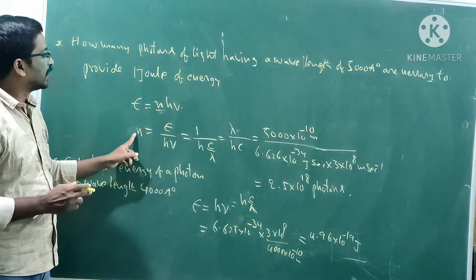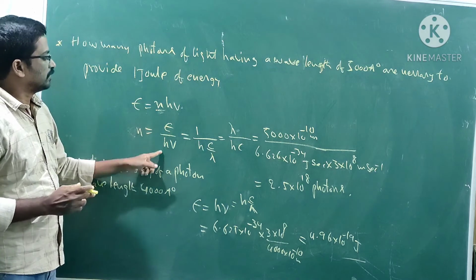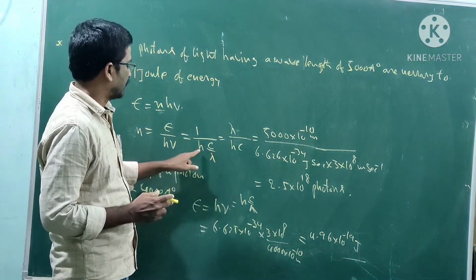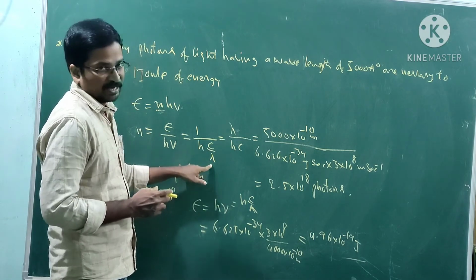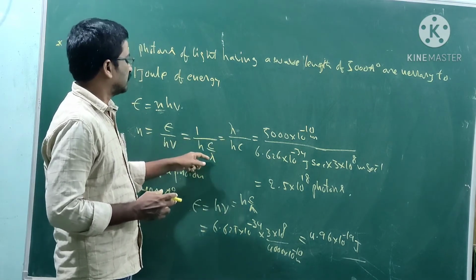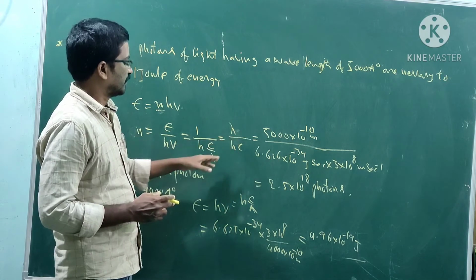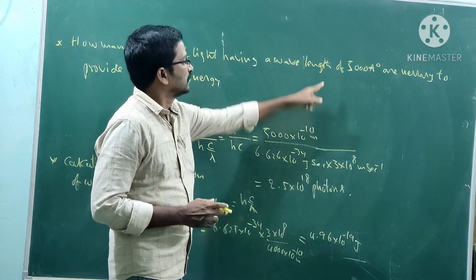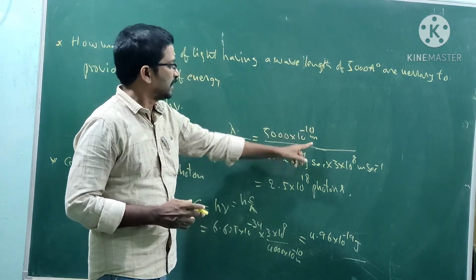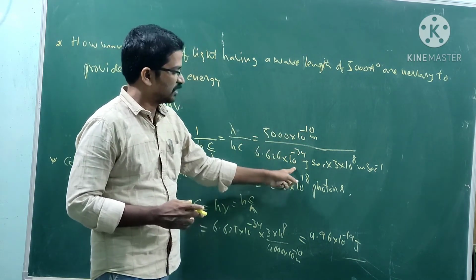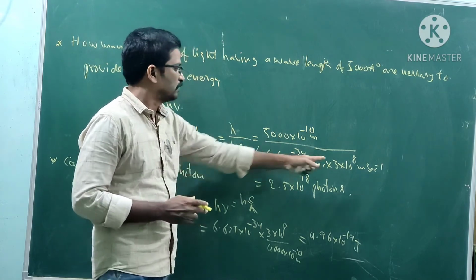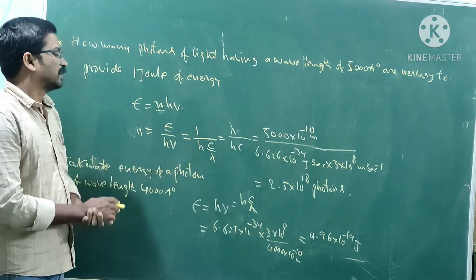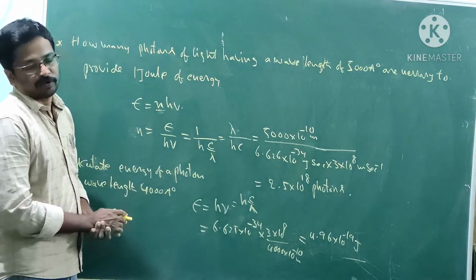n is required, so n is equal to E by h nu. Nu is equal to c by lambda, and h is the Planck constant. So n is equal to E lambda by h c, with lambda 5000 into 10 to the power of minus 10 meters, Planck constant, and c value 3 into 10 to the power of 8 meters per second. From that you get 2.5 into 10 to the power of 18 photons.